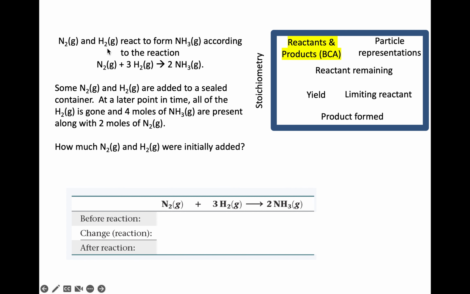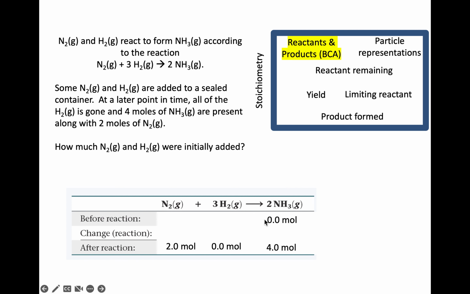Same equation we've been looking at, same reaction. And it says some N2 and H2 are added to a sealed container. At a later point in time, all the H2 is gone, 4 moles of NH3 are present, along with 2 moles of N2. How much of the reactants were initially added? Given a scenario like this, a BCA table is a helpful way to organize the different details. The N2 and H2 are added to a sealed container, so that tells me I didn't have any NH3 initially present. After the reaction, the different amounts are listed.